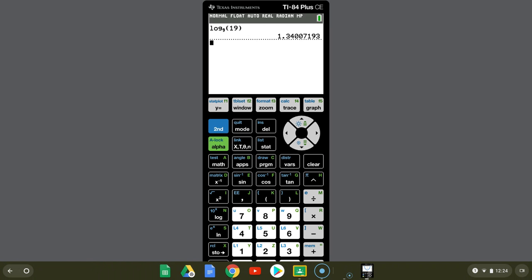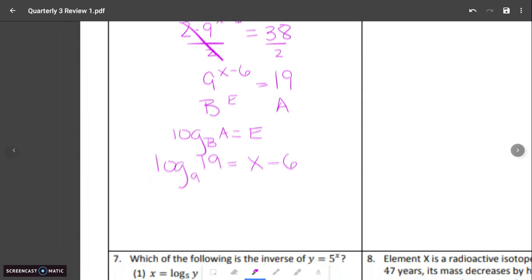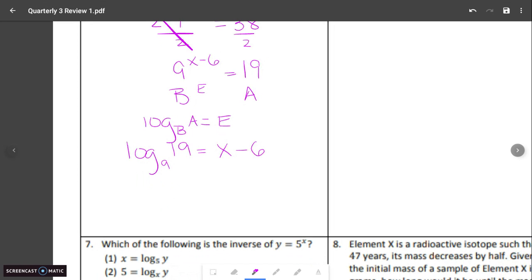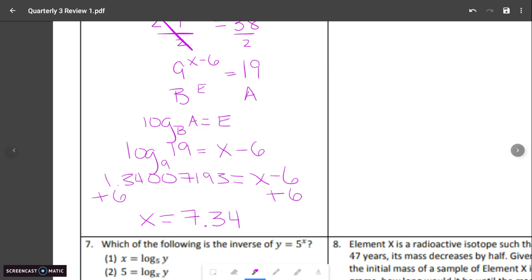Remember, if you are not done with the problem, which we are not, you are using the entire decimal. No rounding until you are done with the problem. So from here, we add the 6 over. Then you can round. It said round to the nearest hundredth. So 2 decimal places, so you should get 7.34.